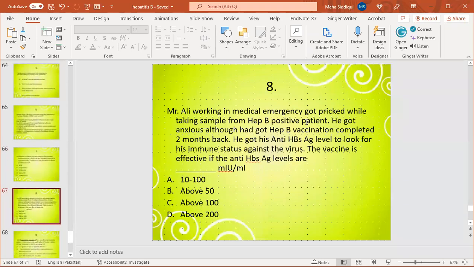MCQ number 8. Mr. Ali, working in medical emergency, got pricked while taking a sample from a hepatitis B positive patient. He got anxious, although he had completed hepatitis B vaccination 2 months back. He got his anti-HBs antibody level checked to look for his immune status against the virus. The vaccine is effective if the anti-HBs antibody level is above: A. 10; B. 50; C. 100; D. 200. Yes, C is the right option.